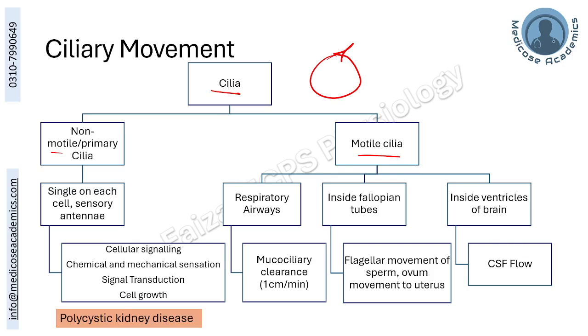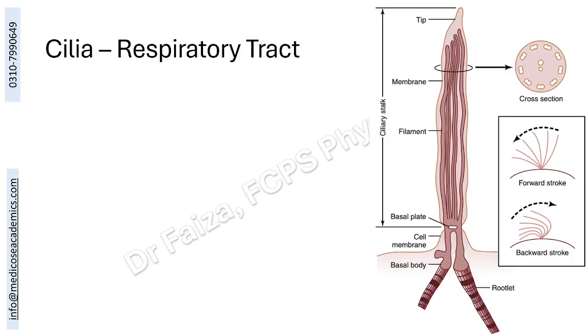There is a clinical correlation of polycystic kidney disease, which is seen in case of mutation or abnormal functioning of these non-motile or primary cilia. Whereas in case of abnormal functioning of the motile cilia, we will see the correlations in a while, including, for example, primary ciliary dyskinesia and Kartagener syndrome.